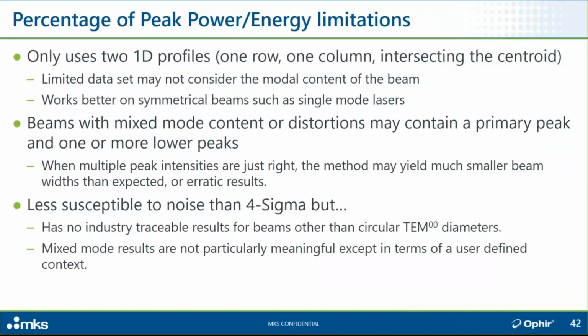One of the other problems is if you have not just a single peak, but a lot of variation, such as in a top hat beam where there's a plateau of many small peaks, the results can get a little erratic as well. This method is definitely less susceptible to noise than 4 sigma, but does not have industry traceable results for beams other than TEM00 diameters. Mixed mode results are not particularly meaningful, except in terms of user-defined context, and by that we mean per application. In a higher order mode beam, you can still use percentage of peak, but the exact meaning and reliability of that measurement is up to you to determine.